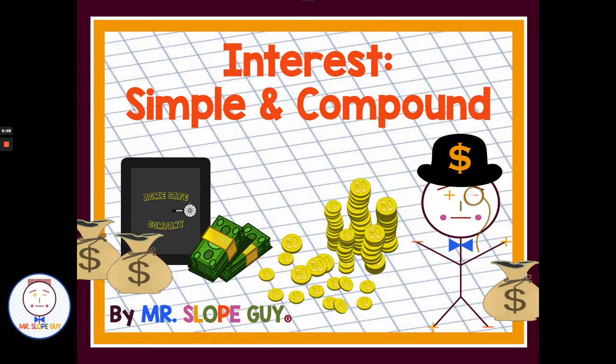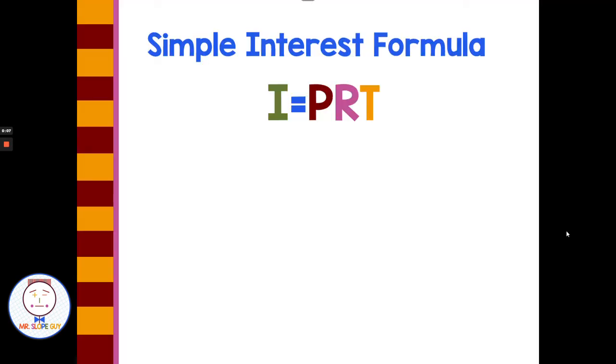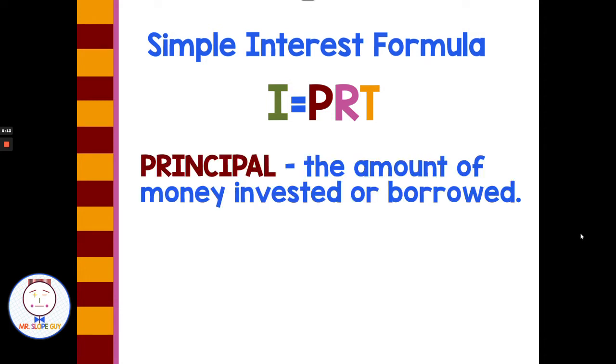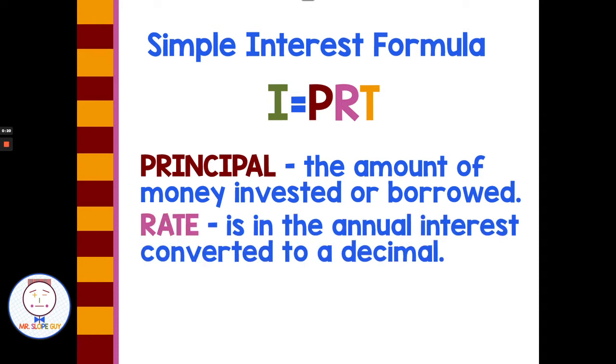Interest, simple and compound. Let's start with simple interest. Simple interest uses the formula I equals PRT. So to find interest, or I, we take the principal, that's the amount of money invested or borrowed, multiplied by the rate, or the R, is an annual interest rate converted to a decimal. And T in I equals PRT is for time, and time needs to be in years.